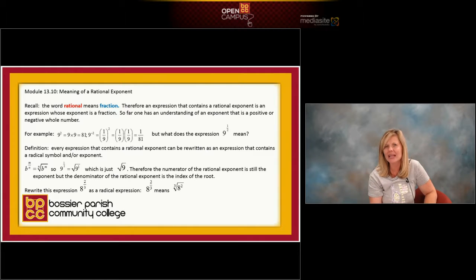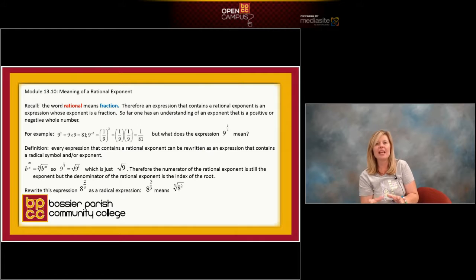And once we rewrite it as a root, now we understand how to work with it. So the moral of the story is, if you see an expression with an exponent that's a fraction, your first job is to rewrite it as an expression that has a root. And that way you'll understand what this expression means.